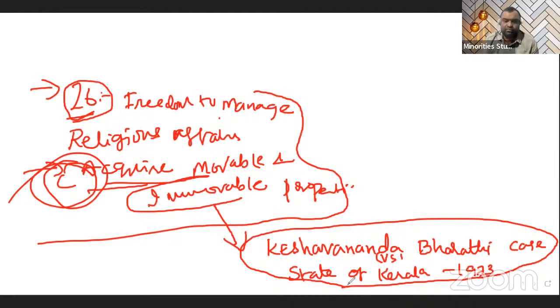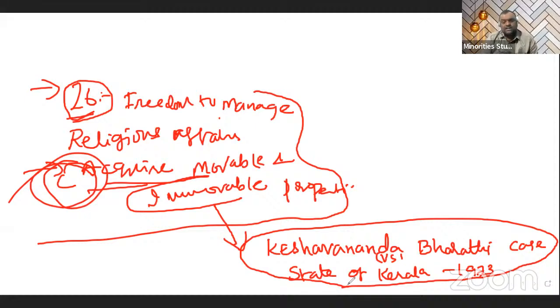You must remember this case, because our constitutional history divides into two main parts: before the Kesavananda Bharati case and after it, before 1973 and after. So you can understand very clearly how important the Kesavananda Bharati case is. So what is this case?